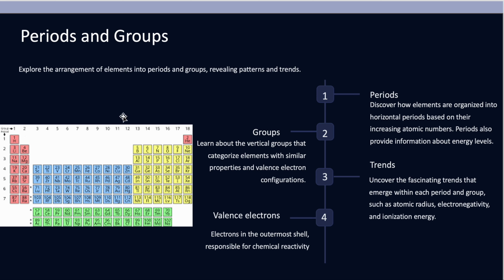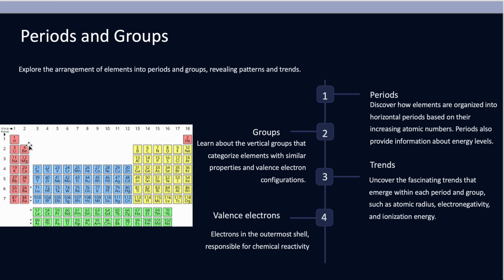So group number 1, group number 2, and then group number 3, 4, 5, 6, 7, and 8, or 13, 14, 15, 16, 17, and 18. The periods provide information about the energy levels. Here we can see that we have 7 different periods, which means that the atoms in these periods have 1 energy level, 2 energy levels, 3 energy levels, and so on. So the elements in this 7th row have 7 energy levels. As you can see here, this star is because this element should be here and this element should be here, but in order to make the periodic table shorter, they put them apart.